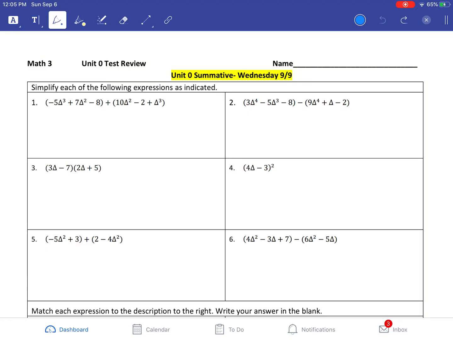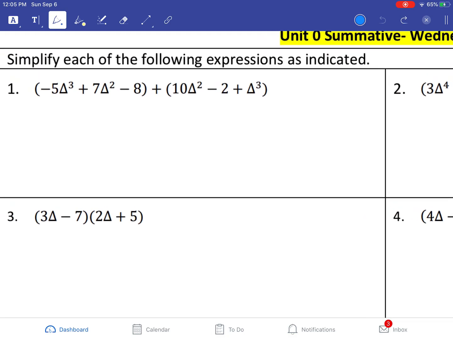So this is the review sheet for the first summative. I'm going to go over the whole thing, so whatever part you need to see or want to look at, just fast forward to that. Otherwise, here is the entire review.